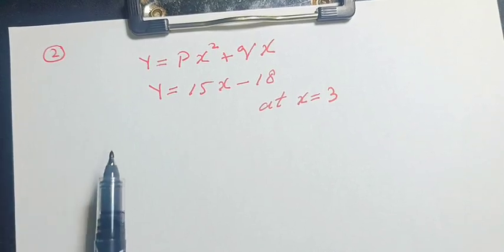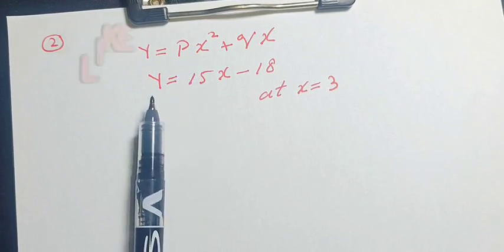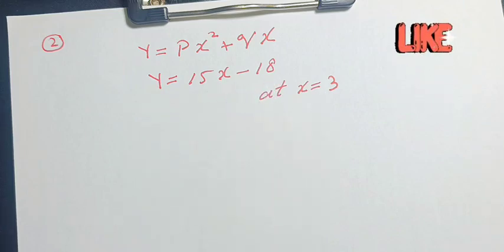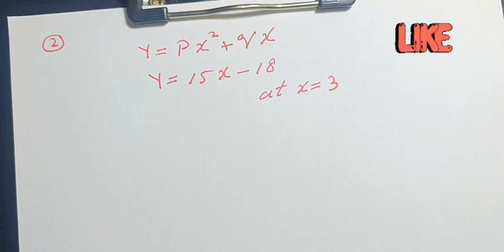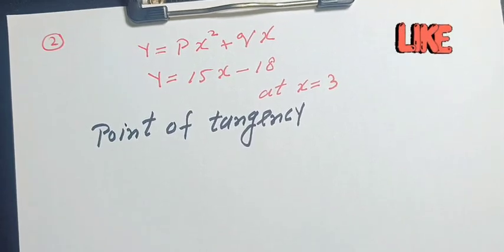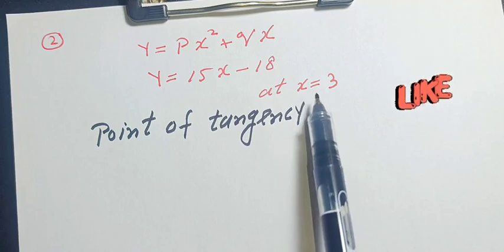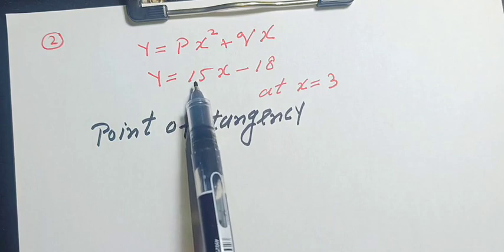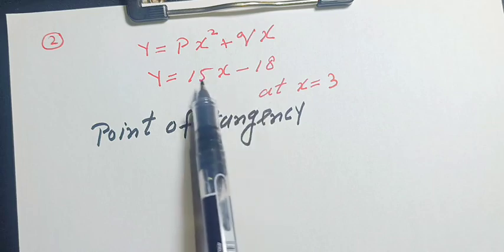According to the second question, we got the equation of the graph, and then we got the equation of the tangent line, 15x minus 18, at x equal to 3. So now, first of all, I need to find the point of tangency, or you can say point of contact, so I need the x and y values. I have x, but I don't have y, so I substitute this x value into the equation of the tangent, and then I get the y value.